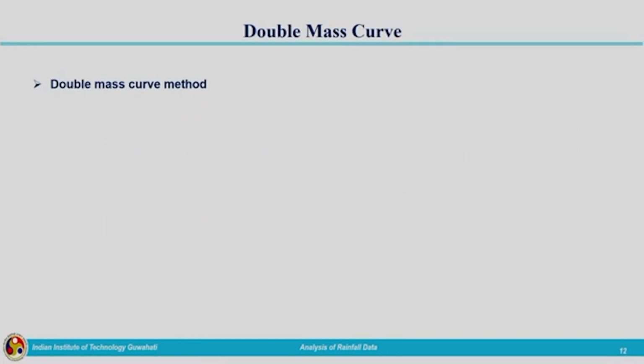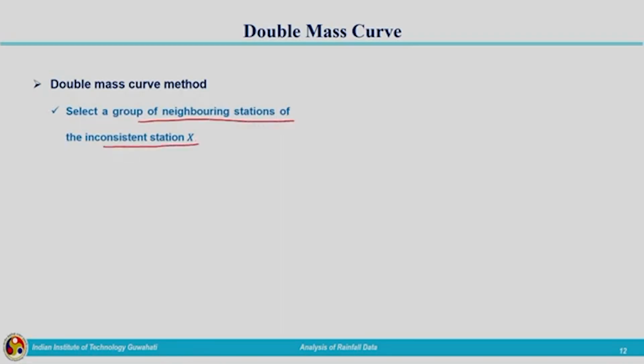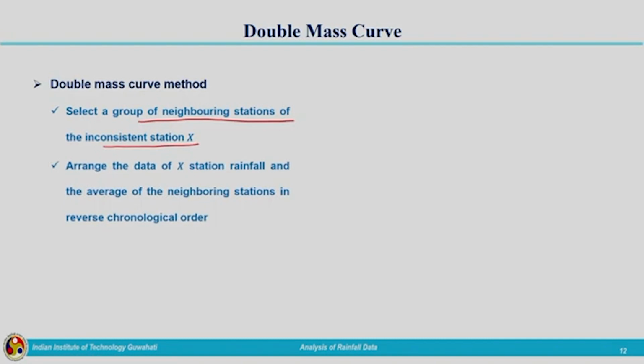In the double mass curve method, what we do is select a group of neighboring stations near the inconsistent station X. After that, we arrange the data of station X and the neighboring stations in reverse chronological order. That is, if we have data from 1980 to 2020, we arrange the data in such a manner that it runs from 2020 to 1980.